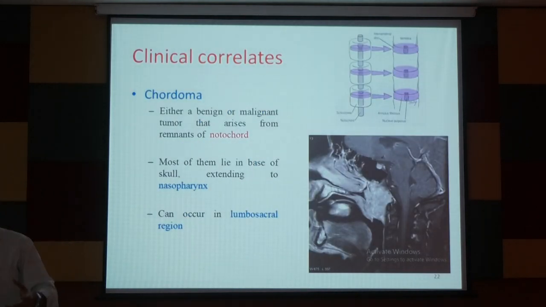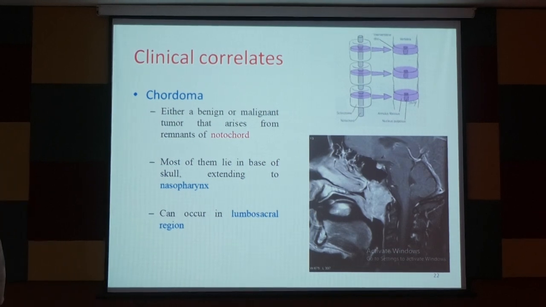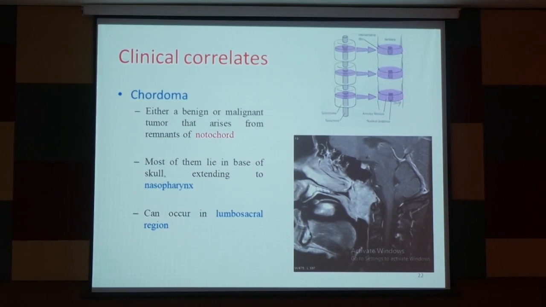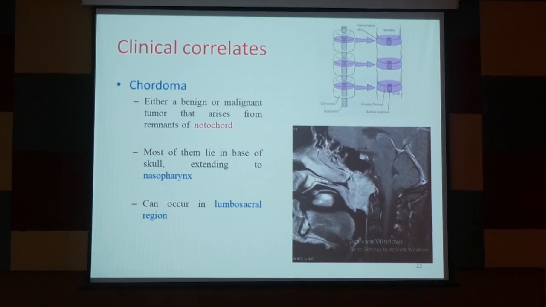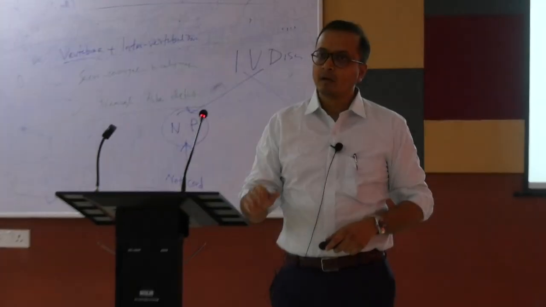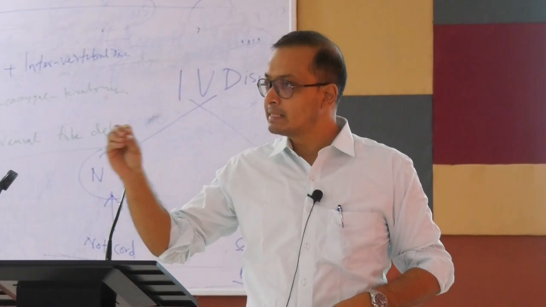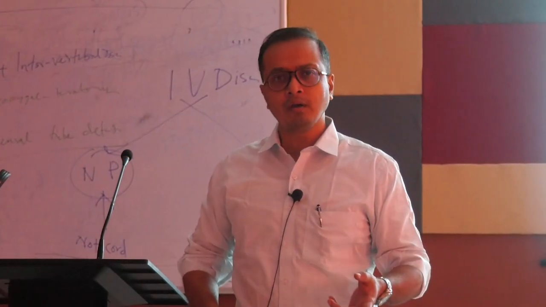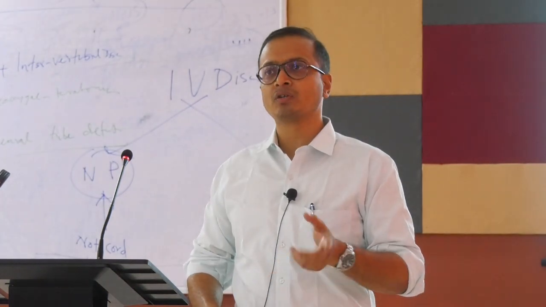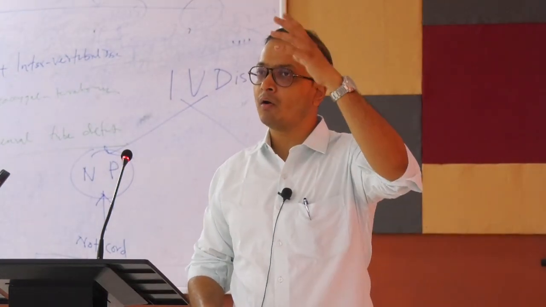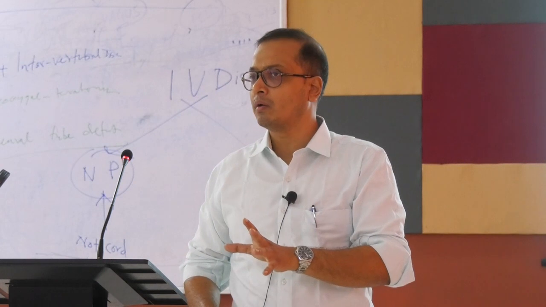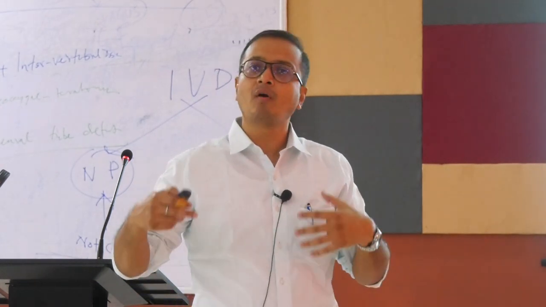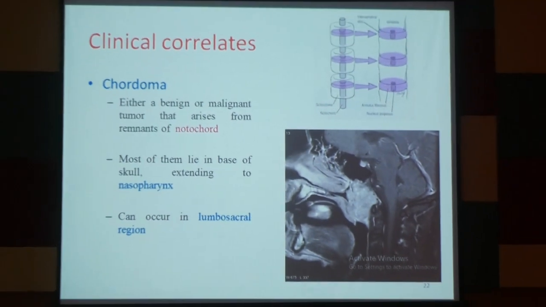Now coming to the disease aspect, this is the last part. As I am saying, the notochord should be present only around the intervertebral disc. Now, if this notochord tissue or these cells are present in any other parts of the body other than this region, most commonly in the cranial part or the caudal part of the spinal cord, it can yield a kind of tumor. We call this tumor a chordoma.